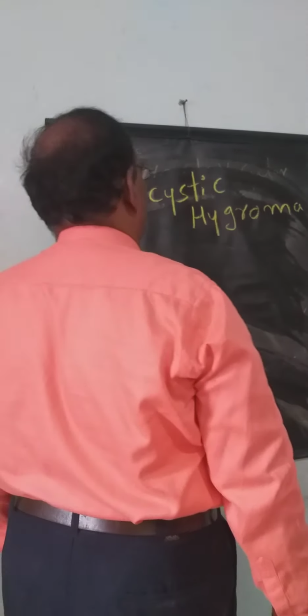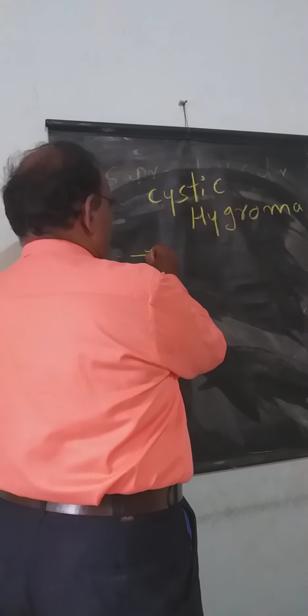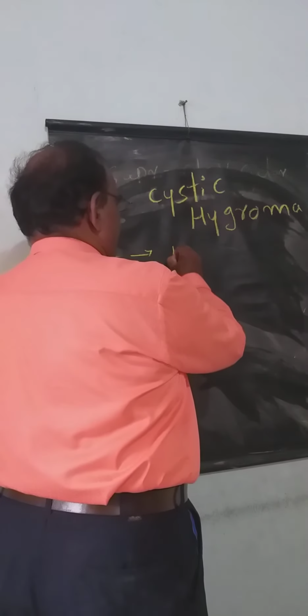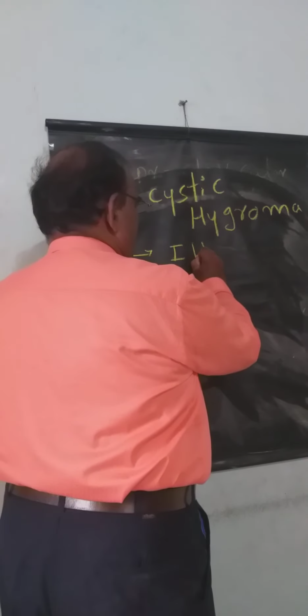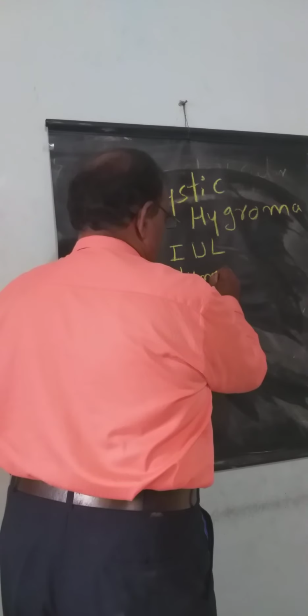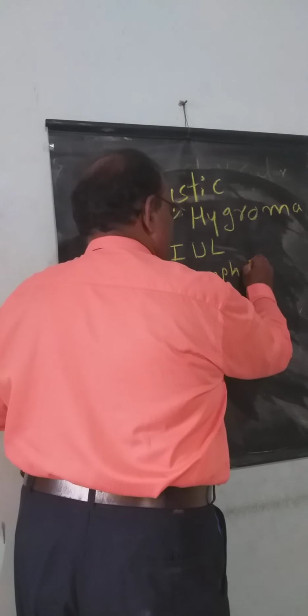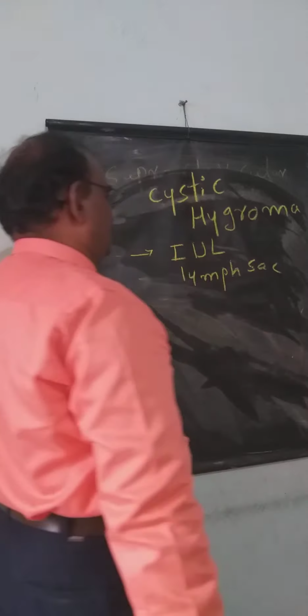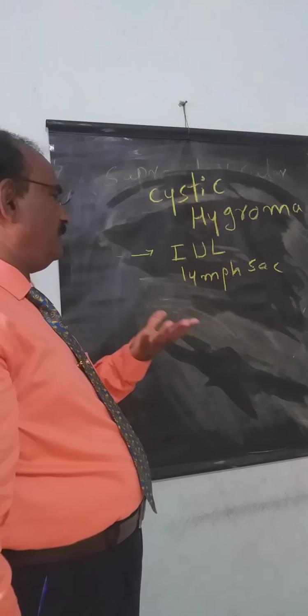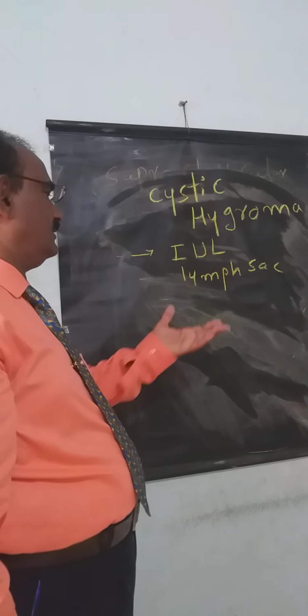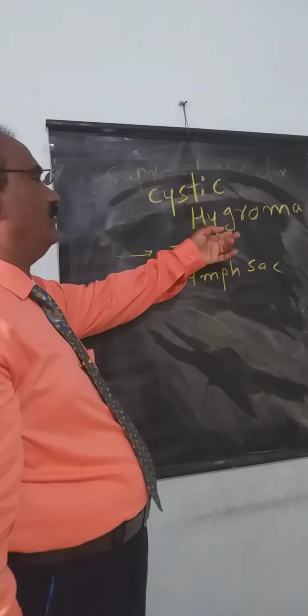Cystic hygroma is present. It is an error in intrauterine life, an error in the formation of the lymph sac. In infants, during pregnancy, there may be a developmental error in the formation of the lymph sac, which is called cystic hygroma.